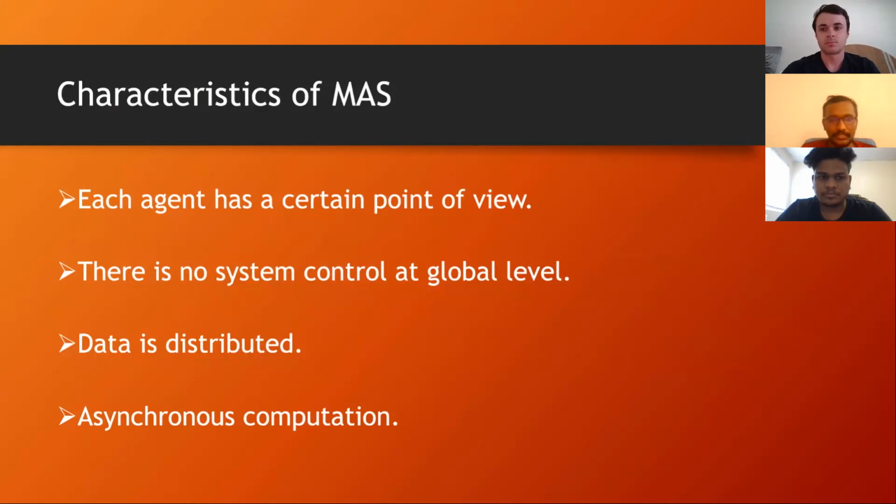The basic characteristics of MAS, multi-agent systems, are that each agent has a certain point of view. That means each has some knowledge and does its own task. There is no system control at the global level, the data is distributed, and the computation in this system is asynchronous.